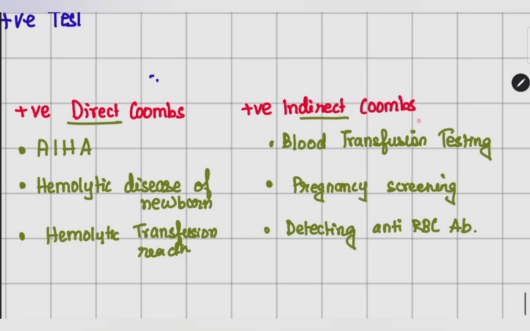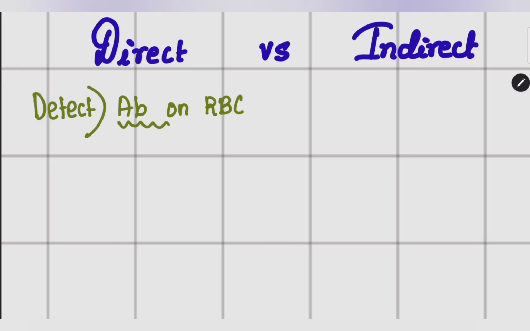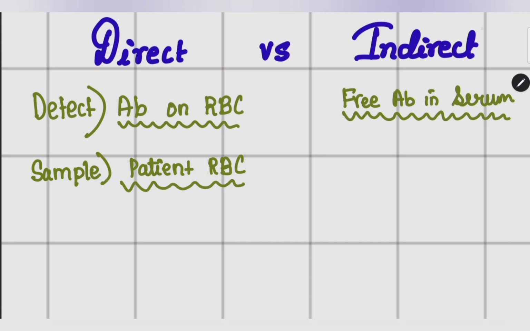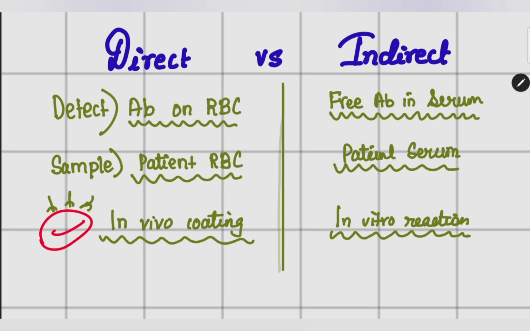However, indirect Coombs tests are used for blood transfusion testing, pregnancy screening, and for detecting anti-RBC antibodies. So let's recap the differences. In direct Coombs test, we detect the antibodies on RBCs, and in indirect, we detect the free antibodies in the serum. In direct Coombs test, the sample is patient's RBC, and in indirect Coombs test, the sample is patient's serum. Here we have in vivo coating of antibodies, and in indirect, we have in vitro reaction of antibodies.